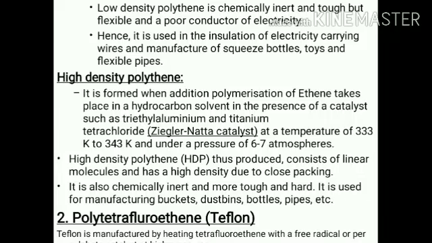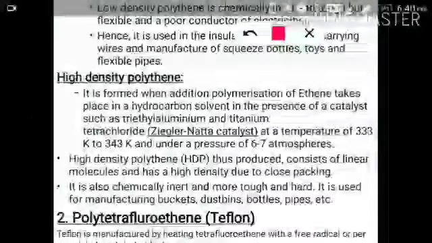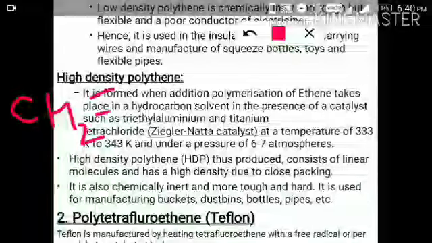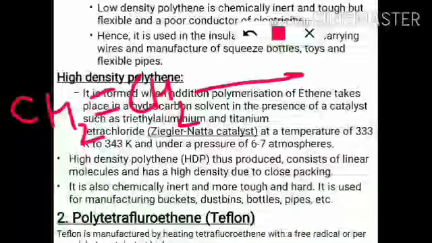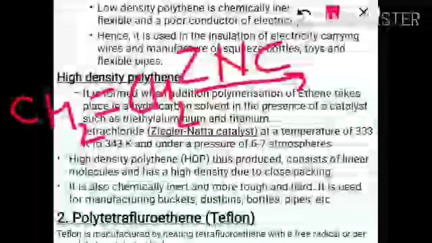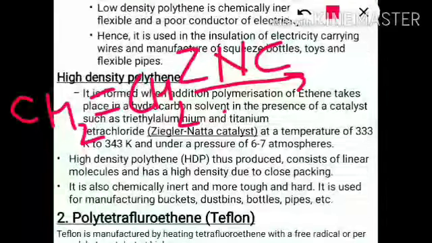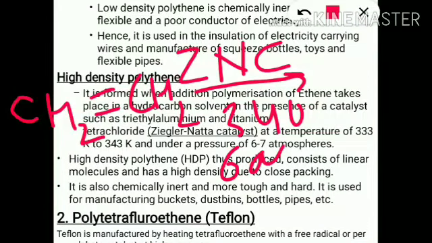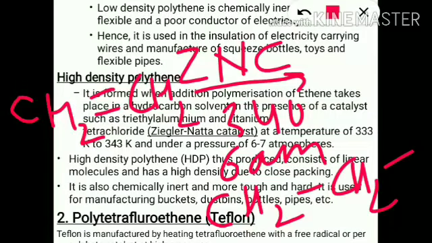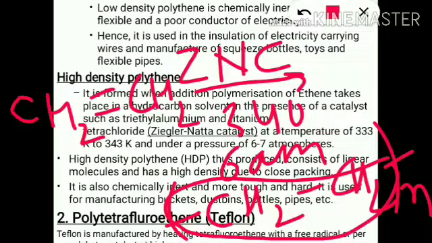In the presence of the Ziegler-Natta catalyst, we form high density polythene like this. CH2 double bond CH2, Ziegler-Natta catalyst, at a very low temperature, 350 or 340 Kelvin, and 6 atm pressure, gives polythene. Structure is the same, properties are different. That is called high density polythene.